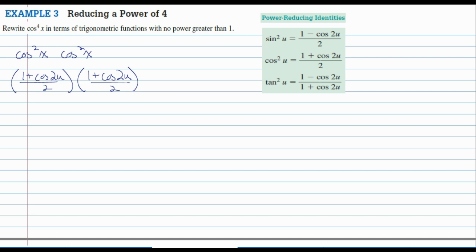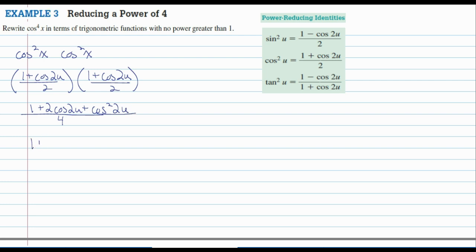Now when I multiply all this together, the resulting denominator is 4. And the numerator, I would multiply all this out, so I get 1 plus 2 cosine of 2u plus cosine squared of 2u. I've got another square that I can't have. I can only have a power of 1, or no greater than 1. So I need to use the power reducing formula again with 2u.